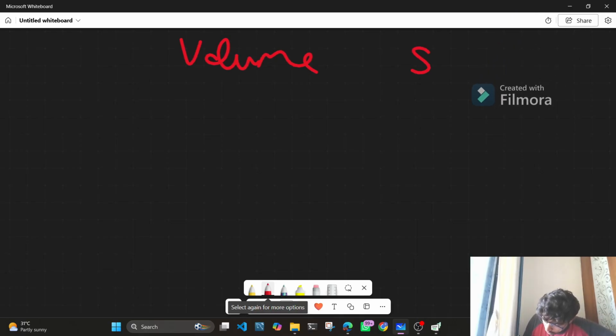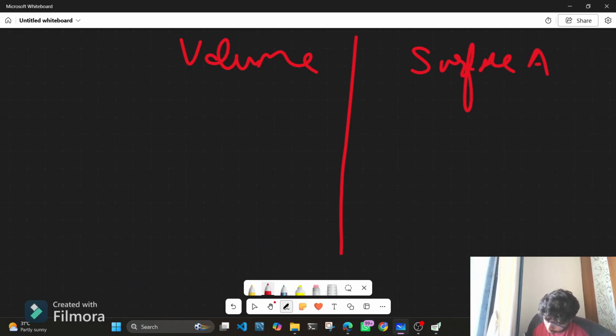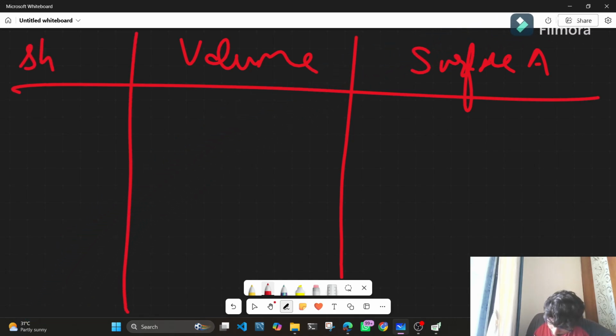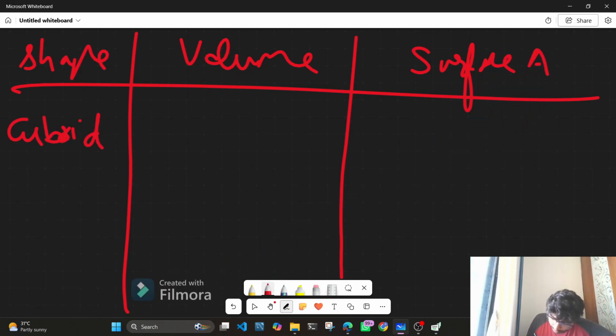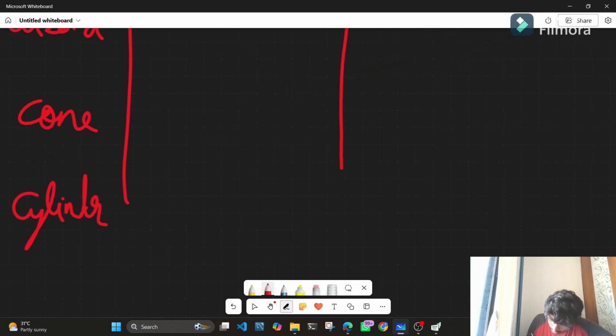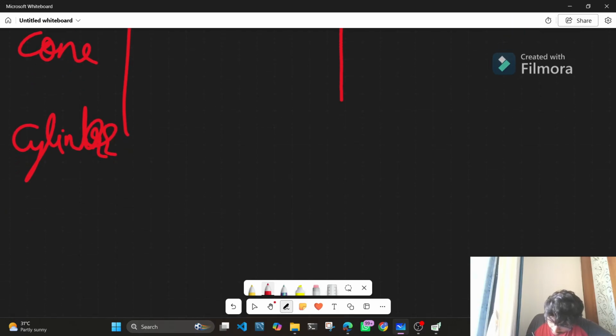Volume, surface area. I'll have my shape over here. So let's start with cuboid. Then we have cone. Then we have cylinder. Then we have sphere.